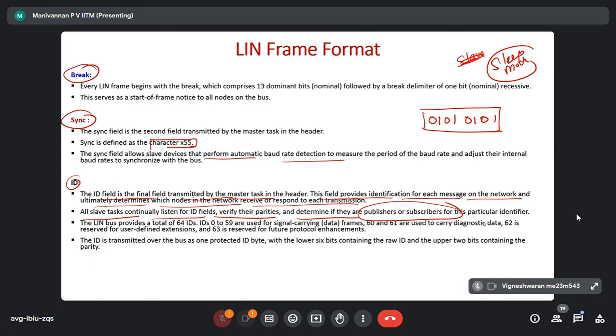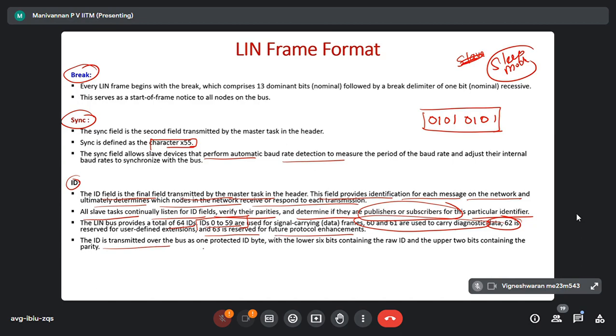LIN bus provides up to a maximum of 64 IDs, from 0 to 63, and there are 64 possible because there are 6 bits. But please know that currently you can only transfer 60 different IDs. The remaining IDs, 61 is used for some diagnostics, 62 is used for future extension. You cannot create ID numbers 60, 61, 62, because they are all reserved. Okay, so 60 is reserved for future use.